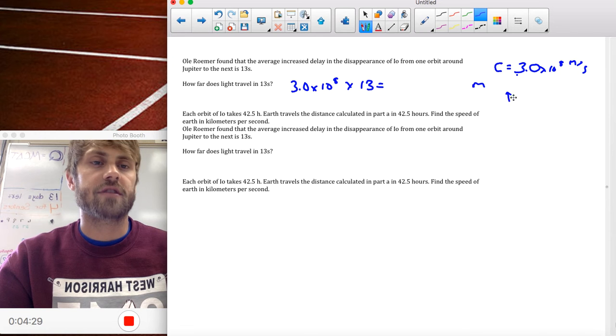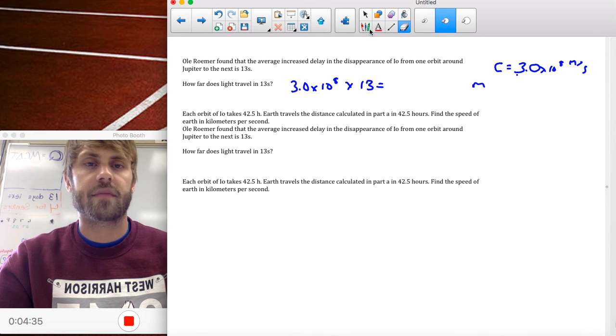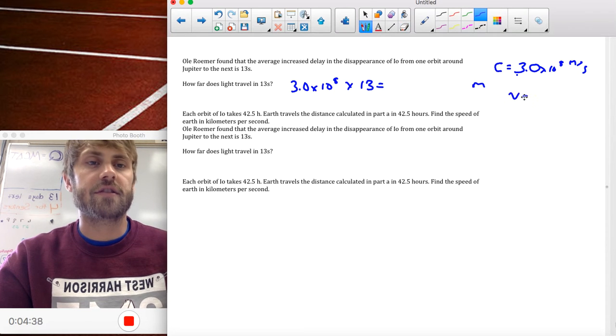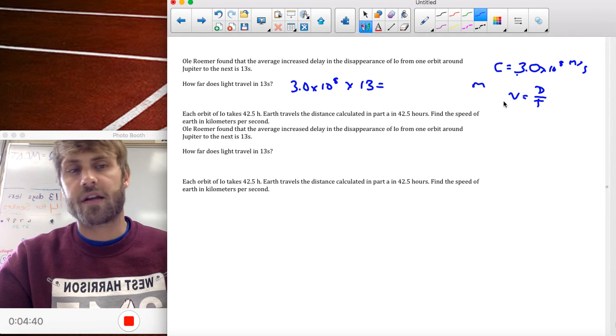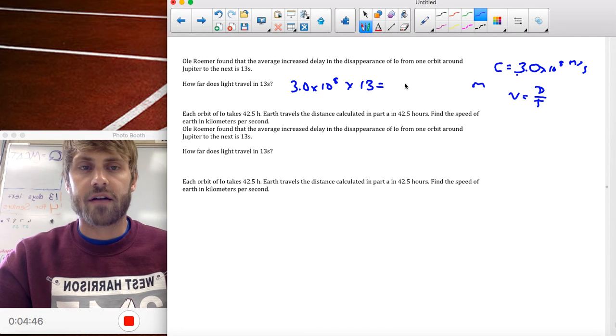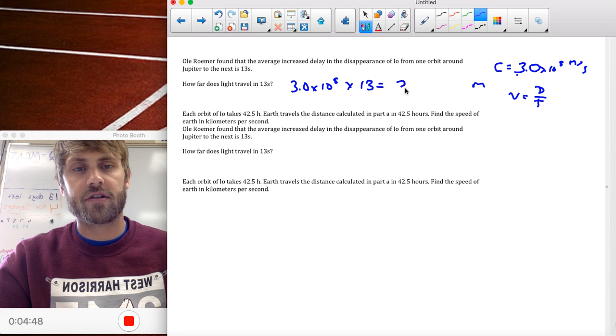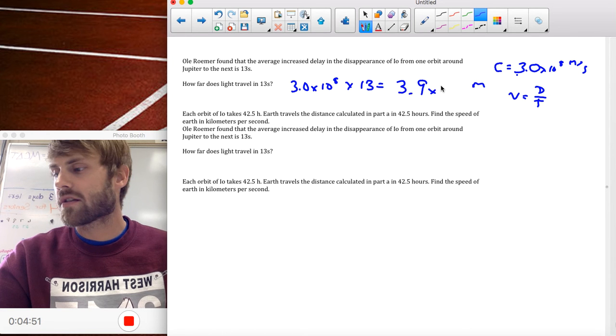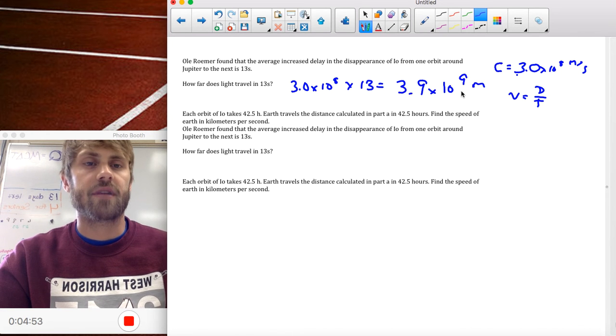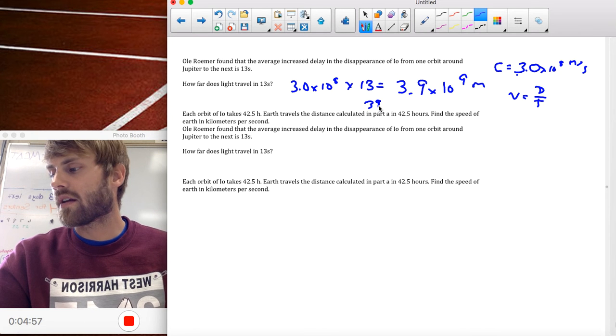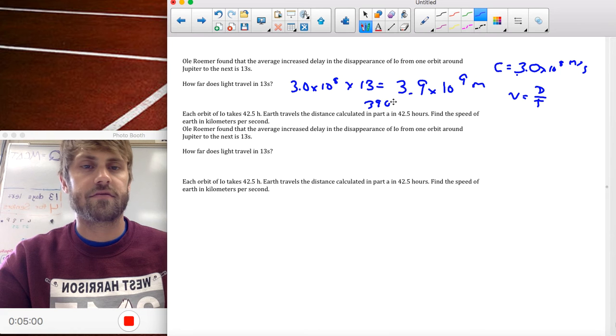And that would be using our equation V is equal to D over T. Then I'd rearrange that. I'm trying to find a distance. So what I'm going to get, if I plug that into my calculator, is 3.9 times 10 to the 9th meters, or 39, and then 8 zeros. So yeah, scientific notation.